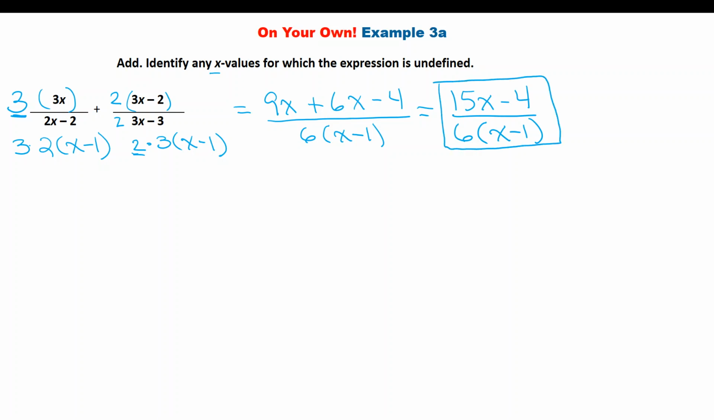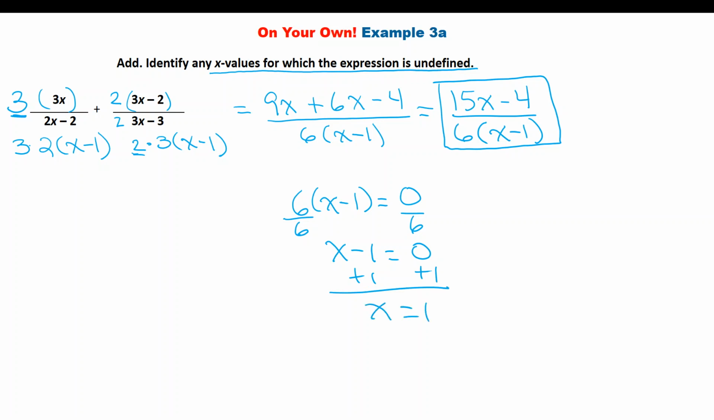But I can't forget to identify any x values for which the expression is undefined. So I'm going to take my denominator, 6 times x minus 1 equals 0. Divide both sides by 6. I have x minus 1 equals 0, so add 1 to both sides. So x equals 1. So when x equals 1, my expression is going to be undefined.